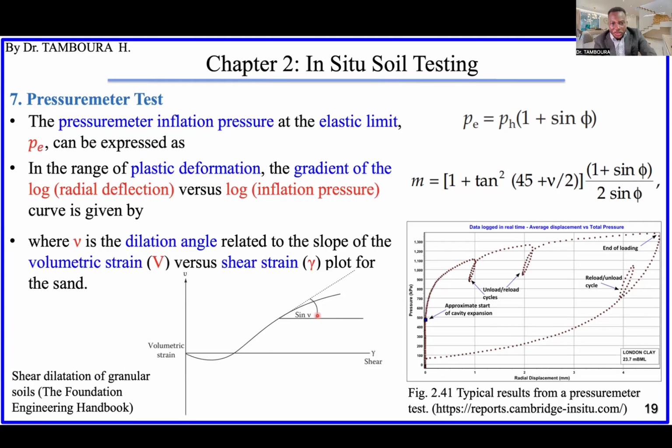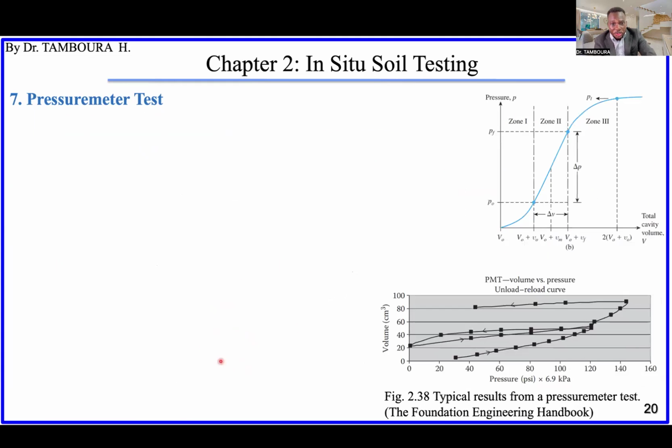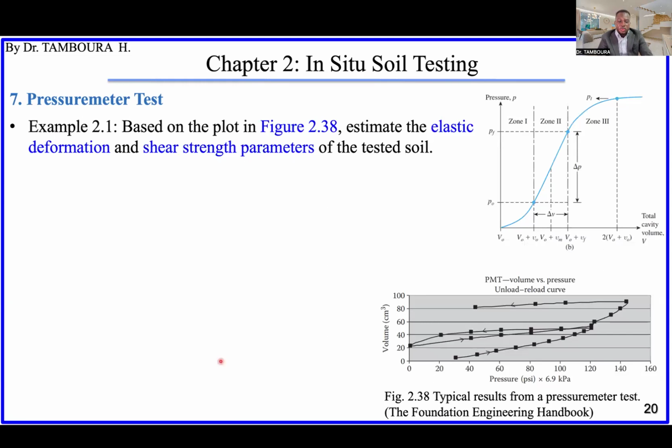This is just illustration. We have talked about this before also. So we are going to do one example on how to use the result of this test. Here is the result. We will discuss this result to see how we can use it. Okay. So as I said, you should be careful about here is pressure and here is volume, not same as here, volume and pressure.